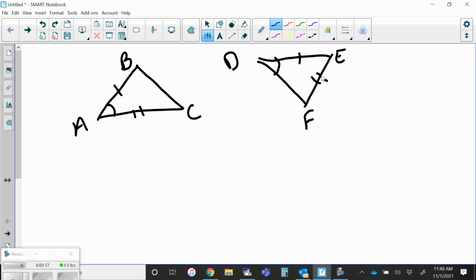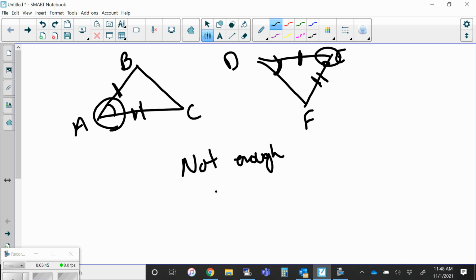Are these two triangles congruent? Yes, no, or not enough information? Do we see how we have side and then an angle and then a side? Over here we have a side, not an angle, and then a side. This angle's in the wrong spot. So we have not enough info.